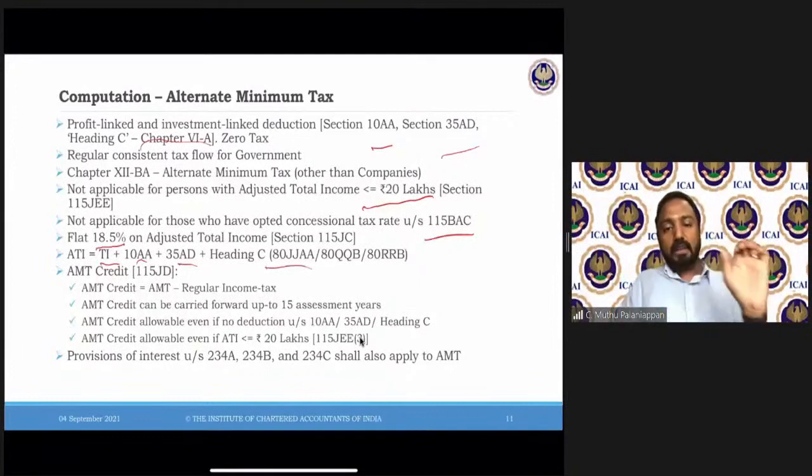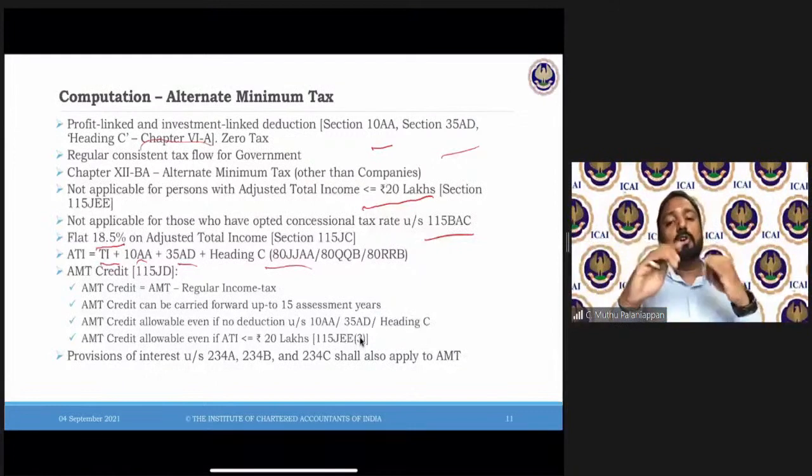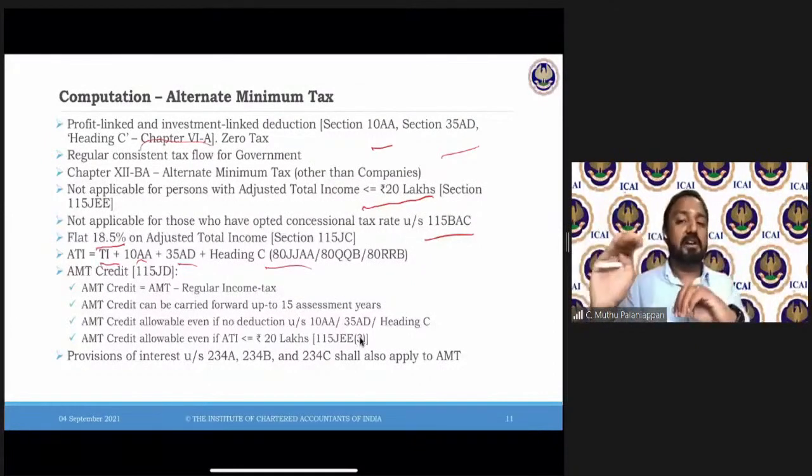Whatever excess I paid above my regular tax, I take it as credit. I carry it forward to the subsequent years when I'm actually paying income tax at the regular rate, and I can take that as credit. This carry forward can happen up to 15 assessment years. To claim this credit, there is no requirement that in that year I should have a deduction under 10AA, heading C or 35AD. The only requirement is you must have a credit to offset with your regular income. So your income level or your 10AA or 35AD deduction in the year of adjusting credit is not relevant.